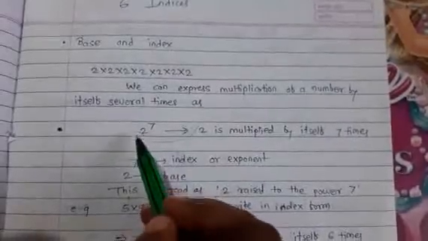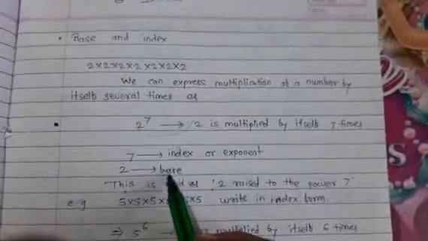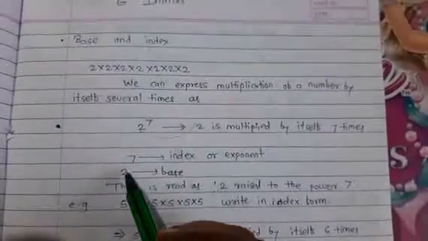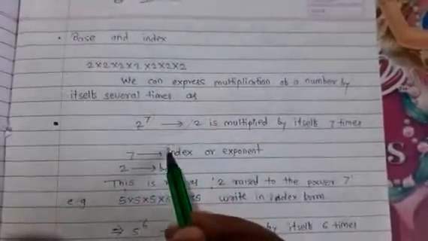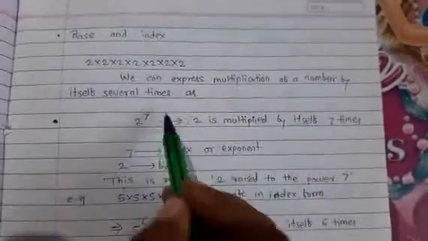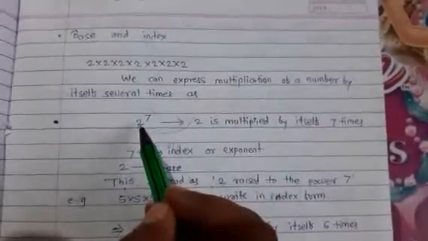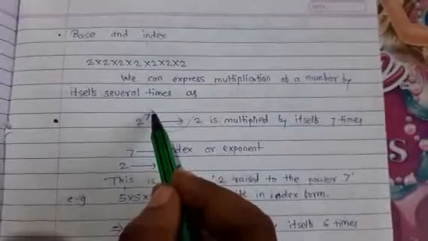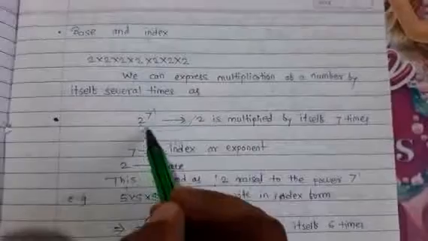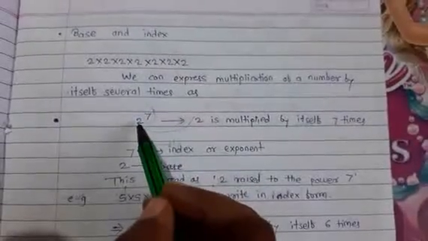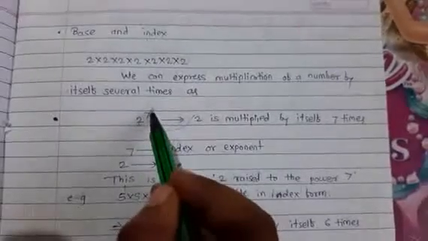So in this form, 2, which is at downside, is nothing but base, and the number which is written on its head is called index or exponent. So out of these two numbers, which is at the bottom is called base, and on that base whatever number is written, it's called index. This form is read as 2 raised to the power 7.